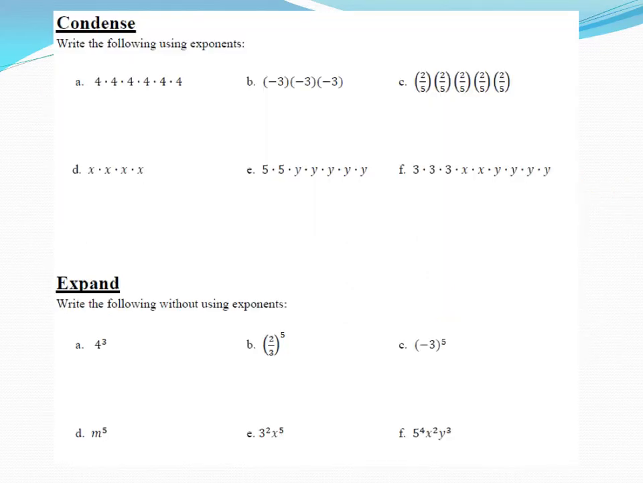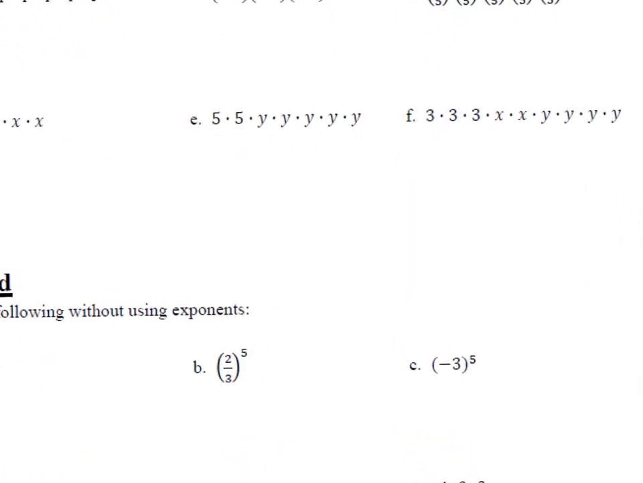Let's take this idea of base and power and see if we can do the opposite. Now I'm going to give you a big string of numbers, and I want to see if we can condense this down. Condense means I'm going to take something longer and make it into something smaller. So let's take a look first at these 6 examples.